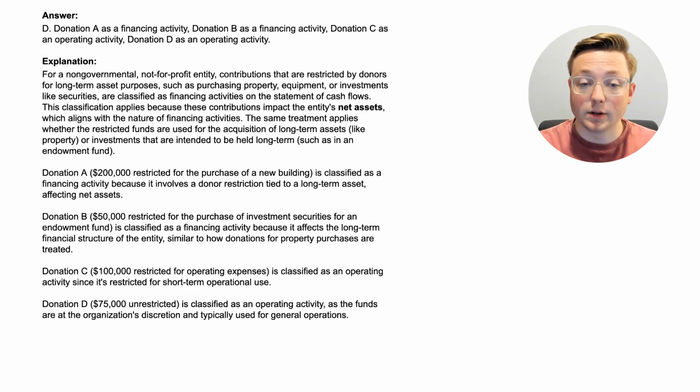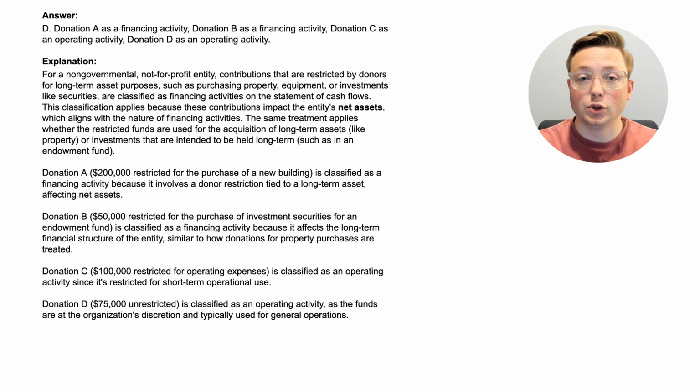For a non-governmental not-for-profit entity, contributions that are restricted by donors for long-term asset purposes, such as purchasing property, equipment, or investments like securities, are classified as financing activities on the statement of cash flows. Now, I just want to say, if you've seen the previous video or if you know anything about the statement of cash flows for a for-profit entity, that might seem a little strange because when you think of long-term assets, property, plant, and equipment, you typically think of investing activities when you think of the statement of cash flows.